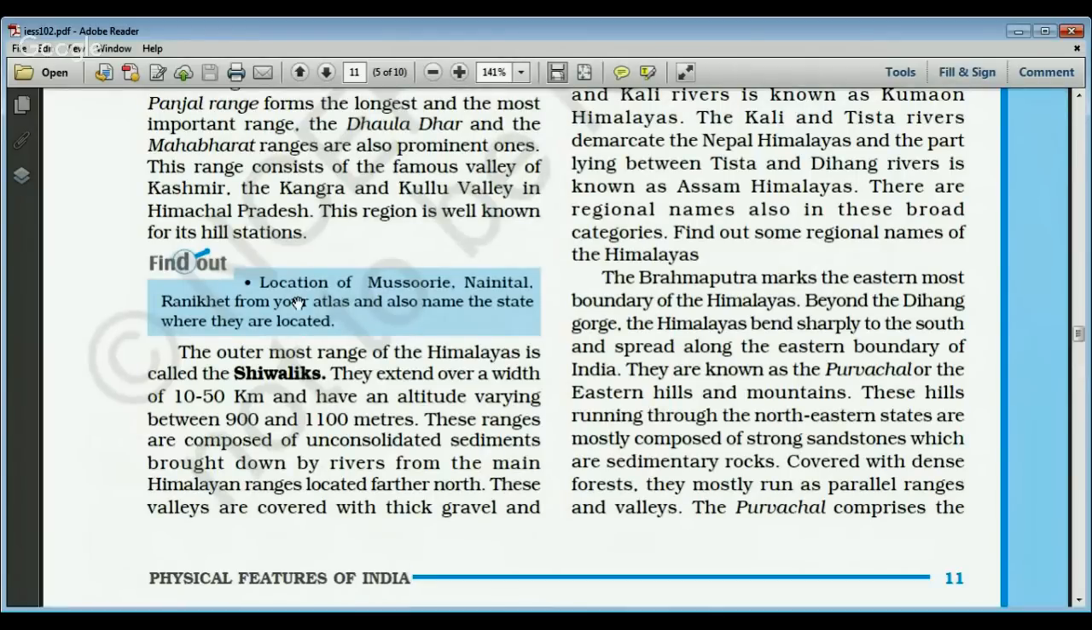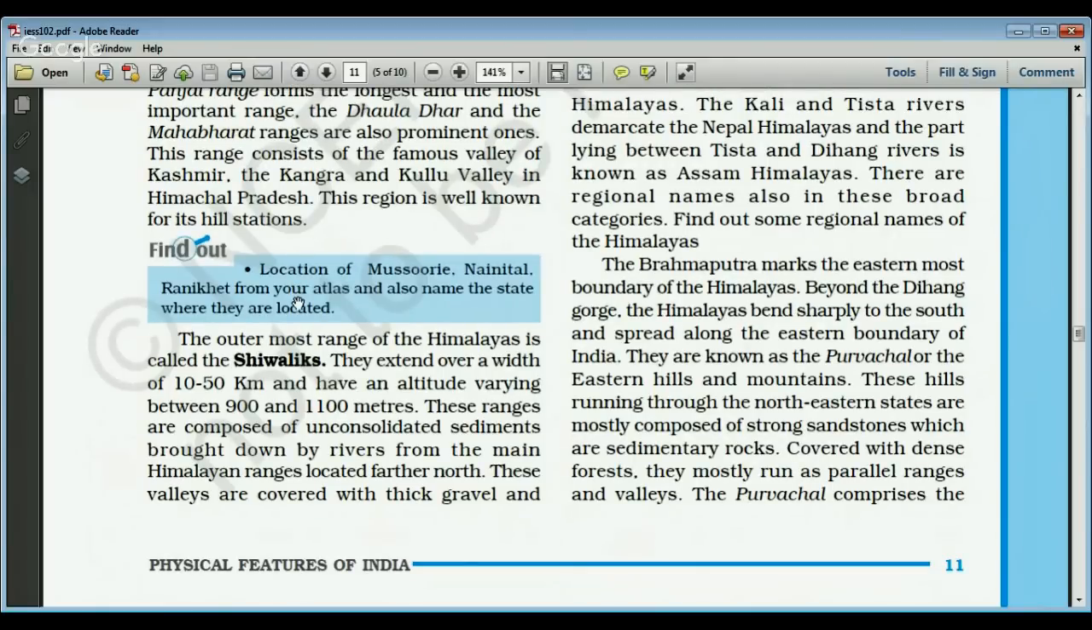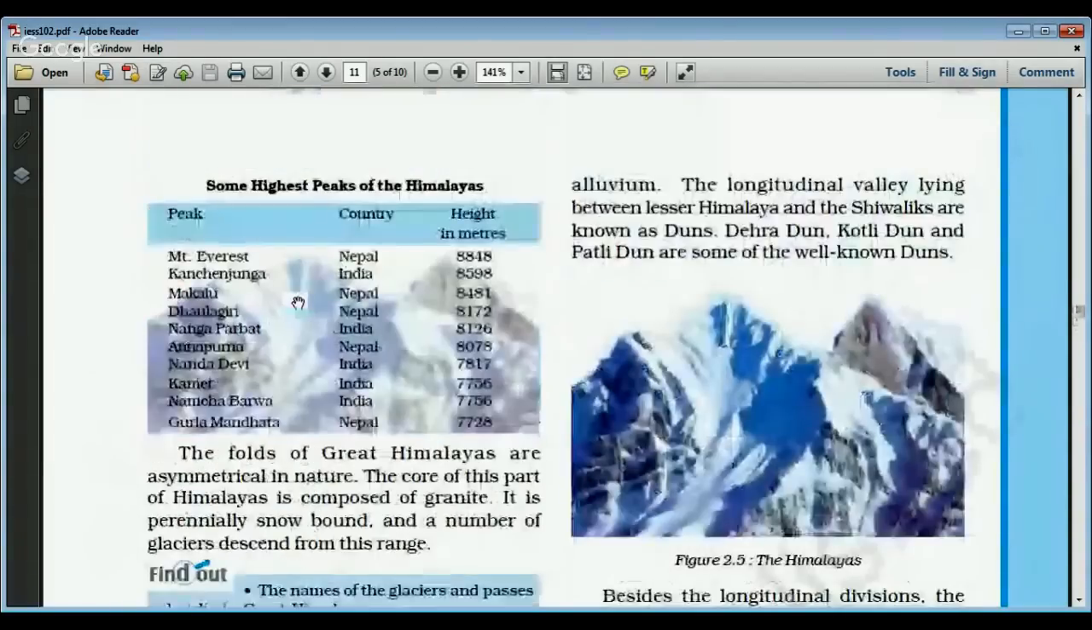These ranges are composed of unconsolidated sediments brought down by rivers from the main Himalayan ranges located further north. So the outermost range of the Himalaya actually consists of thick gravel and alluvium. And this is very important. The longitudinal valleys which lie between the Lesser Himalaya, that is Himachal, and the Shivalik, the southernmost part of the Himalaya, are known as the dunes. There are various dunes like Dehradun, Kotli Dune, and Patli Dune. They are some of the well-known dunes.